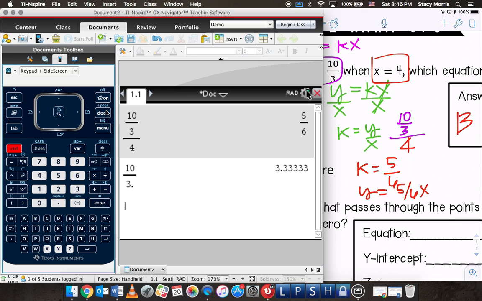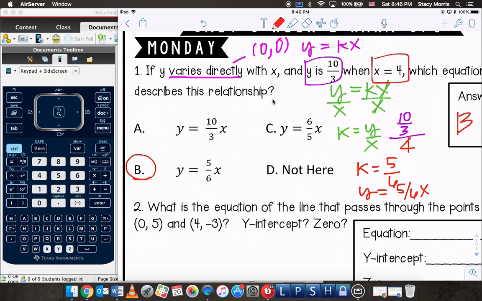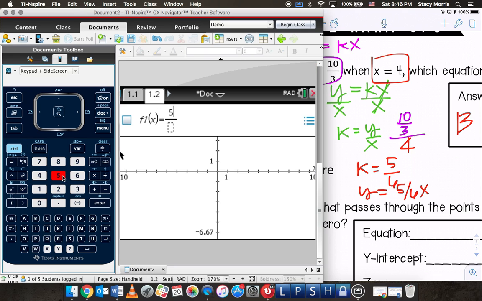So when I graph this, I'm going to do control doc and add a page. I'm going to add a graph. So my answer, we said, was y equals 5/6x. Remember, y and f of x are the same, so I can graph just f of x. Again, that's y equals 5/6x. So control divide to get the fraction, 5/6x.